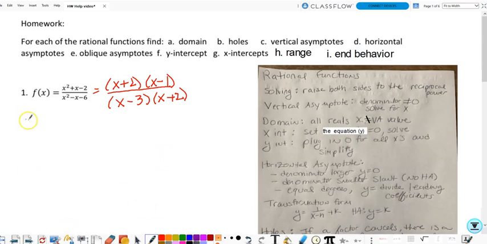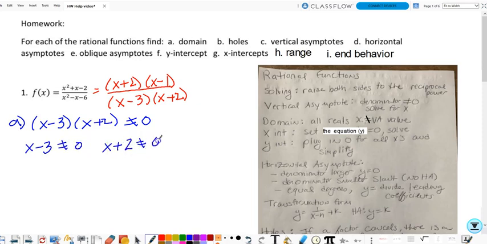Okay, part A. Domain. I come to my summary sheet. It's all real numbers, but x cannot be the vertical asymptote values. Vertical asymptote, that's when the denominator can't be 0. So here's my denominator, it's already factored. When these values can't equal 0 is going to be my domain. So when each factor can't equal 0, solve. So that's x can't equal 3, x can't equal -2.